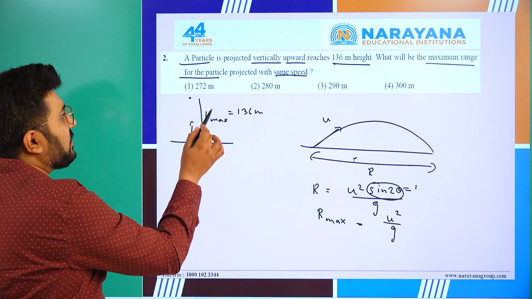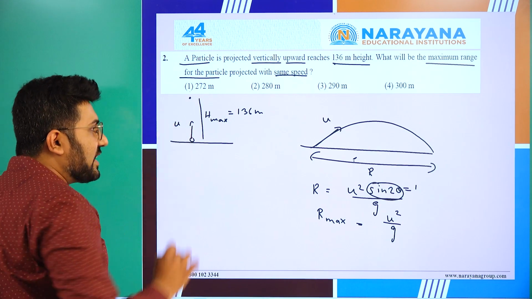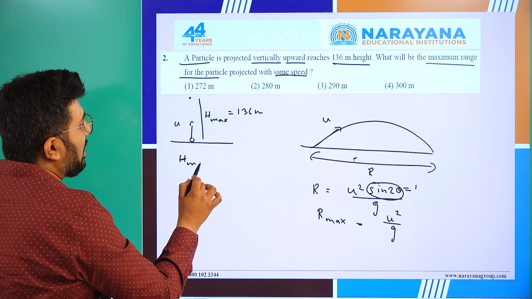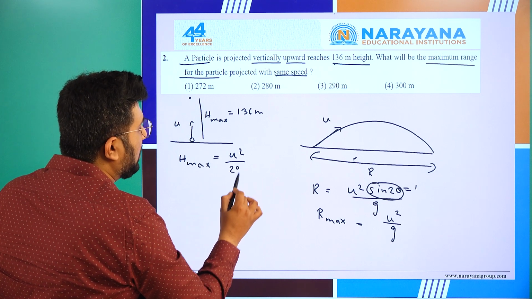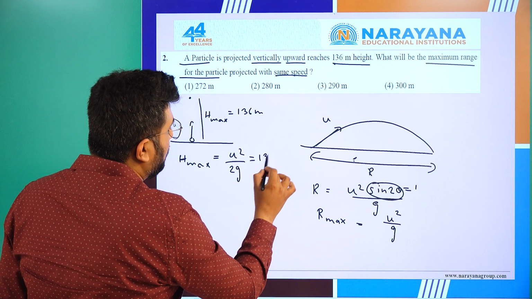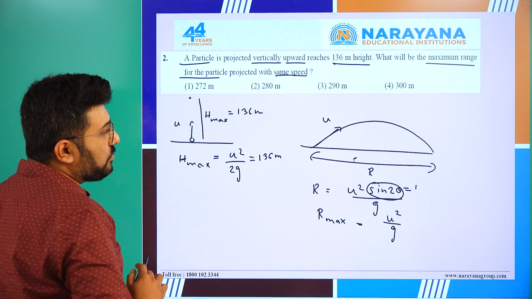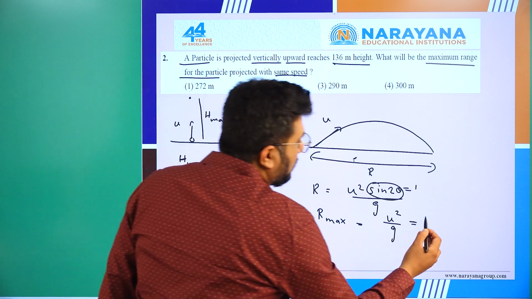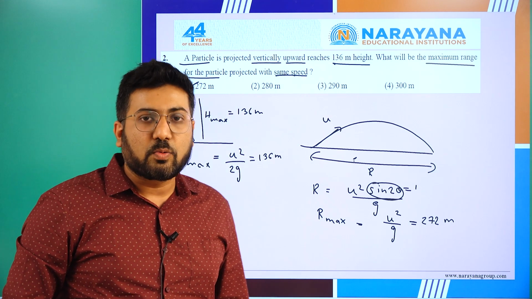Now it is given to you that the maximum height risen by the particle if it is projected with a speed u is 136 meter. Now you know the formula for H max, it is u square by 2g. So according to the question, u square by 2g is 136 meter. So if u square by 2g is 136 meter, then what will be u square by g? So it will be 272 meter. So the correct answer is option number 1.